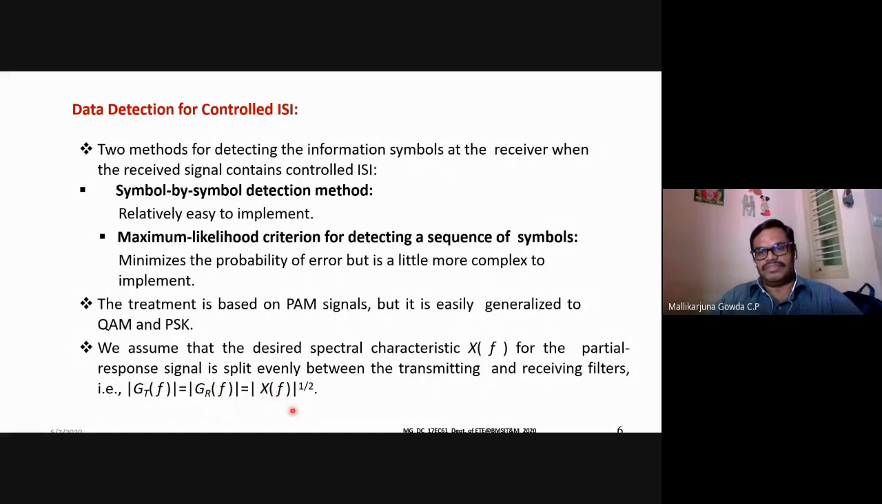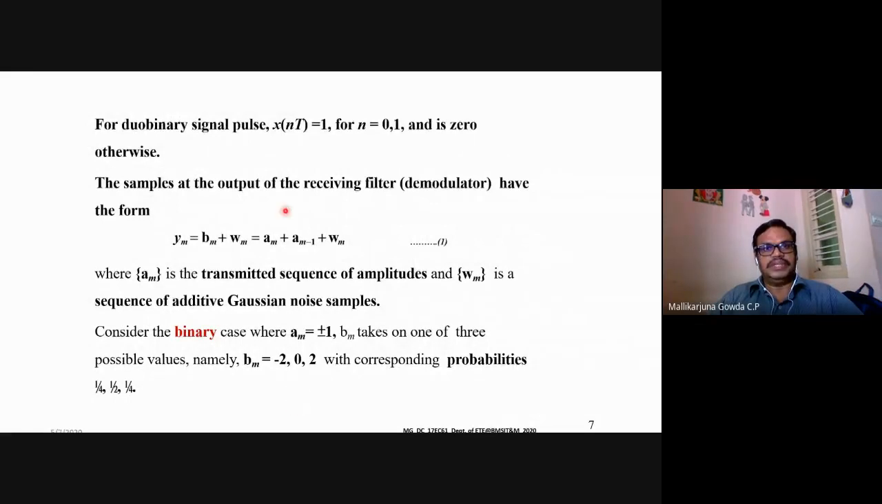And this X of f is the output of the receiving filter. So GT of f is equal to GR of f is equal to the square root of X of f. Let me consider the binary signal. How do we define the binary signal? x of n will be equal to 1 for n equal to 0 and 1, and for other values of n, it will be 0. So I will be writing the samples at the output of the receiving filter in this form.